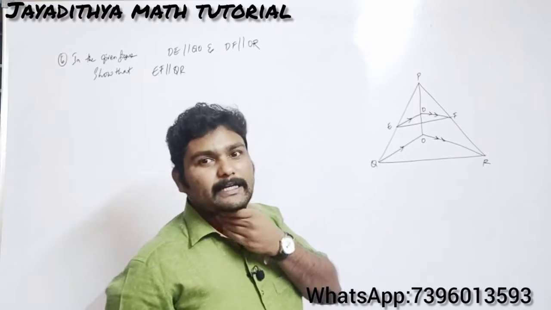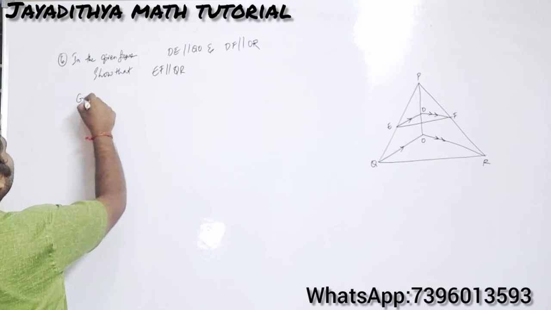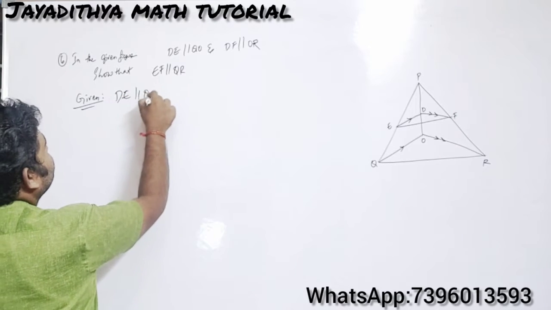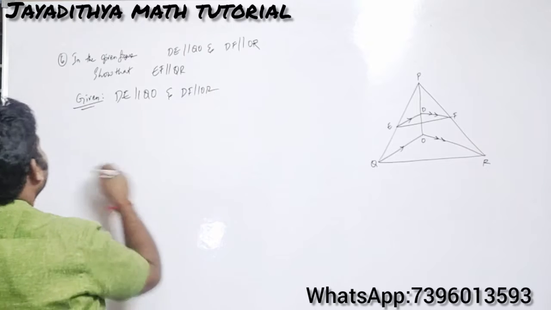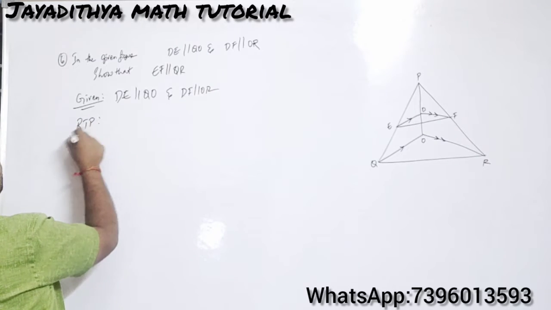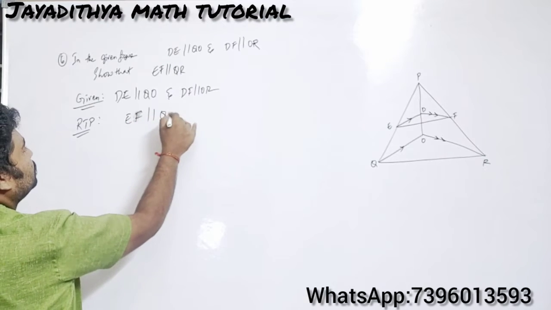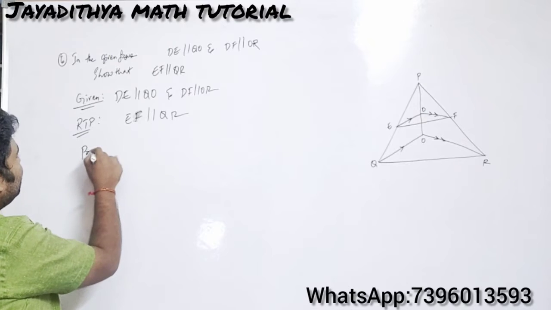So how to solve this one, let us see here. What are the triangles we are taking now? Before that, write the given data here. What is the given data? Given data is DE is parallel to QO and DF is parallel to OR. And next, what you need to prove here, required to prove is EF is parallel to QR. So let us go directly into the proof.